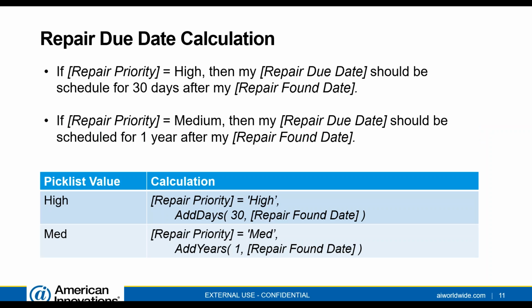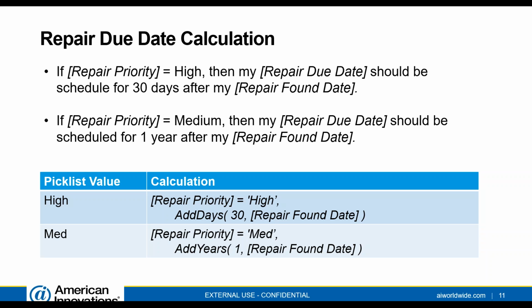The calculations for where my repair priority is high and medium are very similar. So I wrote them out in plain English. If my repair priority is high, then my due date should be scheduled for 30 days after when my repair was found, or my repair found date. And then medium, really similar. If it's medium, it should be scheduled for 1 year after my repair found date.